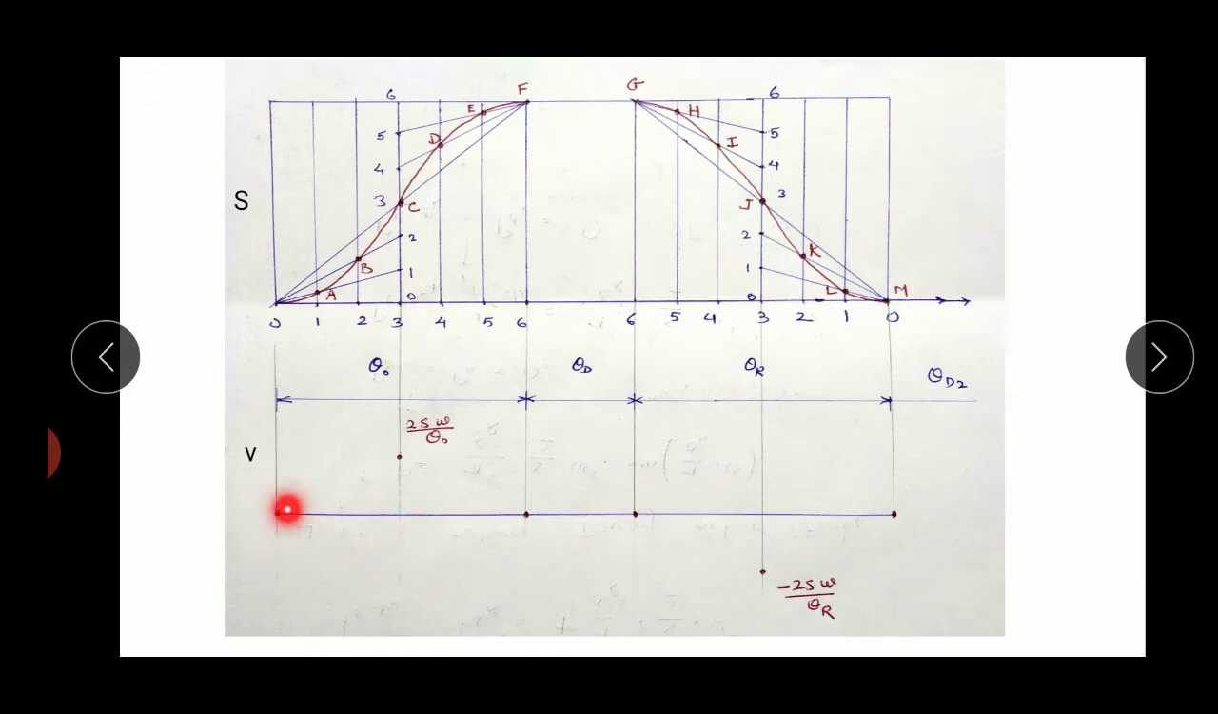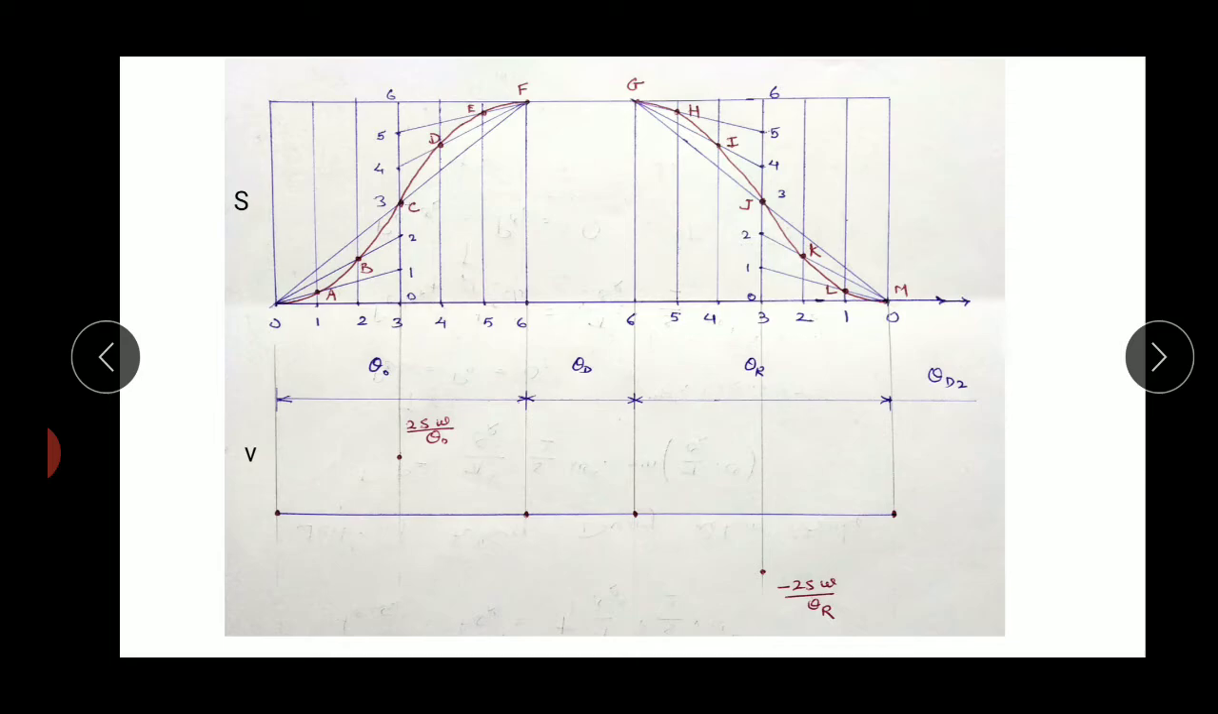Now the start is 0, in the middle it is 2s omega upon theta o, at the end of the outstroke it is 0, at the start of the return stroke it is 0, at the end of the return stroke again it is 0, and at the middle of the return stroke it is 2s omega upon theta r, but its sign is minus, meaning we have to represent it in downward direction. Now how to plot it?